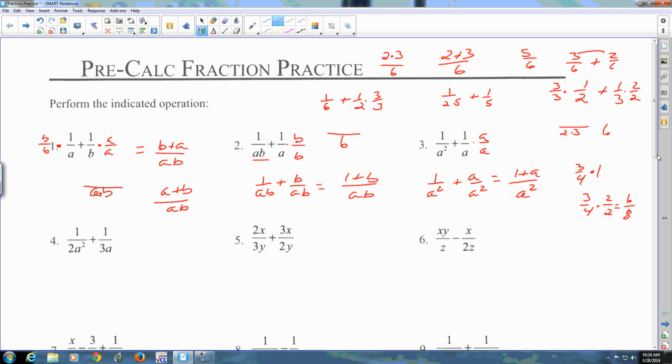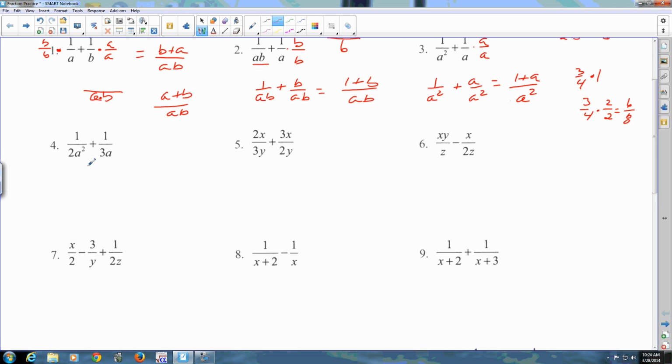No, you cannot cancel anything. All right? Getting more complicated. Your LCD, look at the numbers. 2 and 3 would make 6, so 6a squared is the biggest one, so 6a squared is your LCD. What do you multiply this one by to get that? I need a 3/3. This one needs a 2a. Whatever's on the top has to be on the bottom. So this would be 3 plus 2a would be your answer.